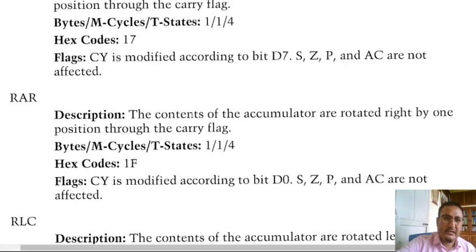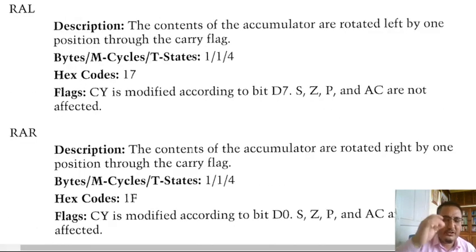In today's class, we've been through almost 32 instructions of the 8085. We've discussed each instruction from the perspective of description, byte requirement, machine cycle requirement, T-state requirement, hex code, and flags. In the next class, we'll continue with the rest of the instructions.